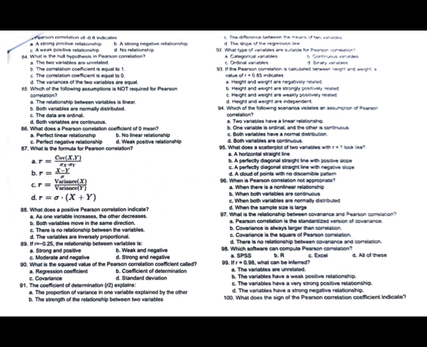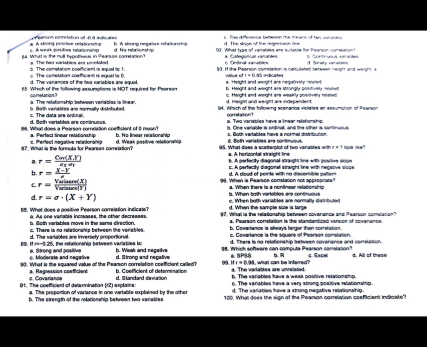Now letter 87. What is the formula of Pearson correlation? The answer is letter A. 88. What does a positive Pearson correlation indicate? So the answer is both variables move in the same direction. Letter B. If r is equal to 0.25, the relationship between variables is letter B, weak and negative. 90. What is the squared value of the Pearson correlation coefficient called?